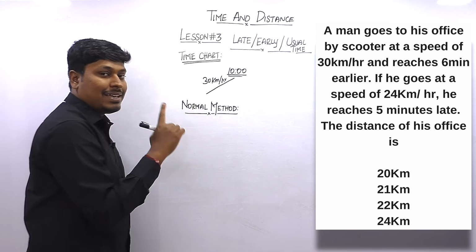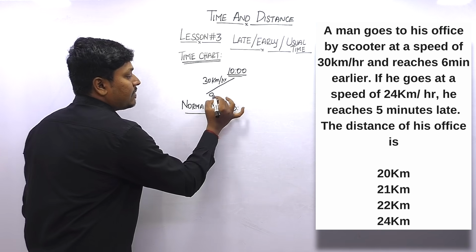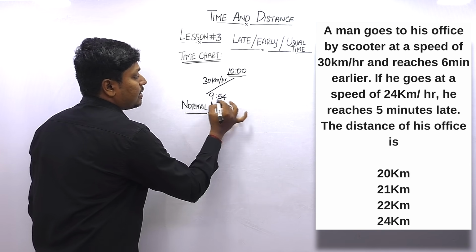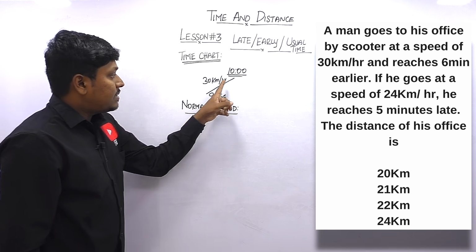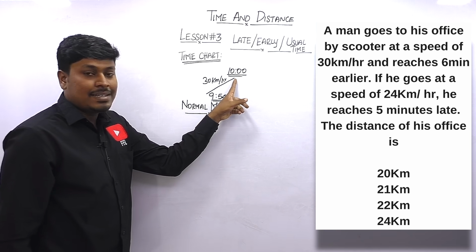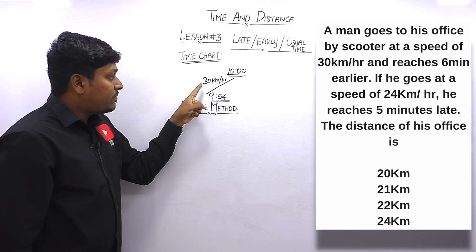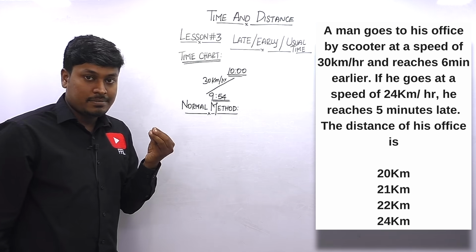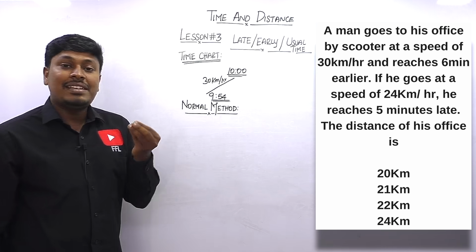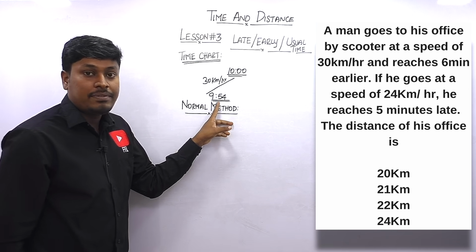And now he is reaching the office 6 minutes early. So we can say that he will reach the office at 9:54. Friends, got the logic? Listen carefully. Most important, we are fixing a timing as 10 o'clock, the usual time he used to go to the office, and if his speed is 30 km/h, he reaches 6 minutes early. From the usual time, he is reaching 6 minutes early. So we can say that he will reach the office at 9:54.